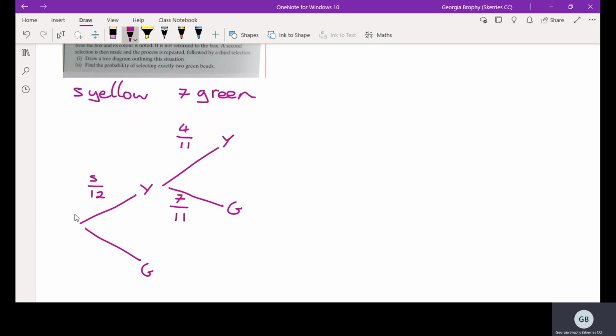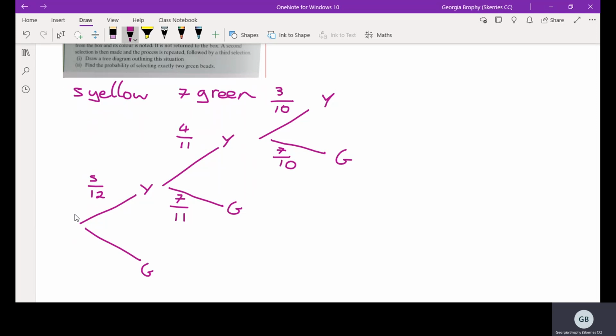Okay, so you've chosen yellow again. You now have another choice. You'll either choose yellow. At this stage, 2 of the yellow are already gone, which means there's 3 yellow beads left, and the total left there is 10. Now, alternatively, you could have chosen yellow, yellow, and then green. You've chosen 2 yellow, but you haven't chosen any green. So there's still 7 green left, but it's out of 10 total beads.